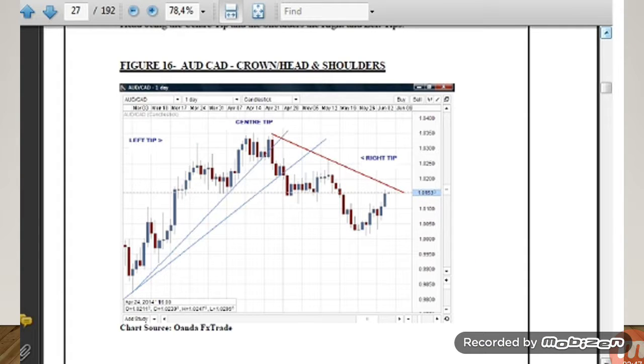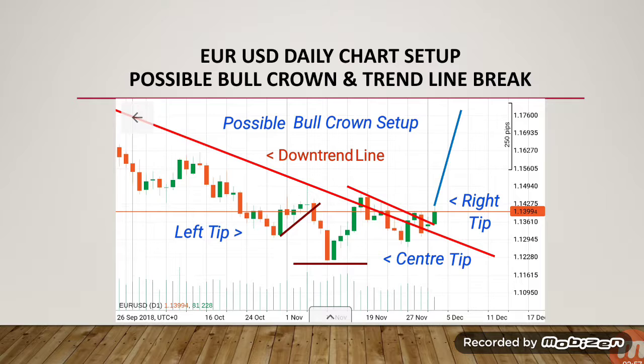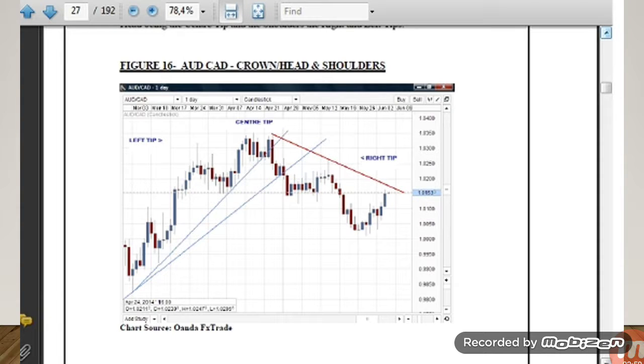Now here you can see an example from the trading manual of bull crowns and bear crowns, where, as you can see in this example, this is the opposite version. This is the bear crown setup, which is basically the same thing, just in reverse, where what the market does is that it ends the previous trend with a last setup that would be the left tip, and then the center tip is formed as the market reverses and starts to break trend lines that would have been formed along the way.